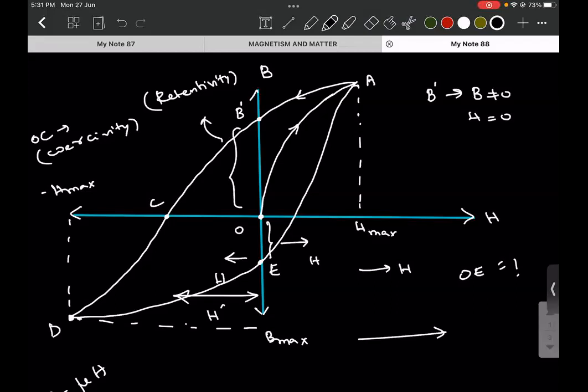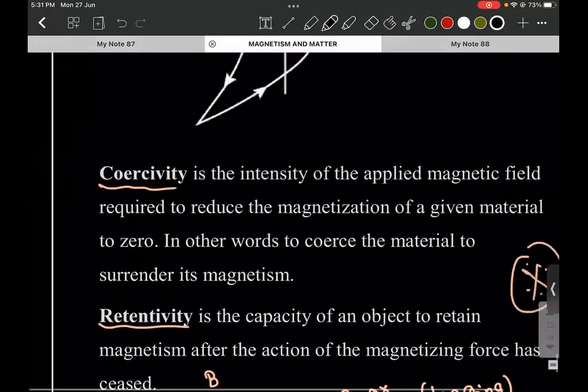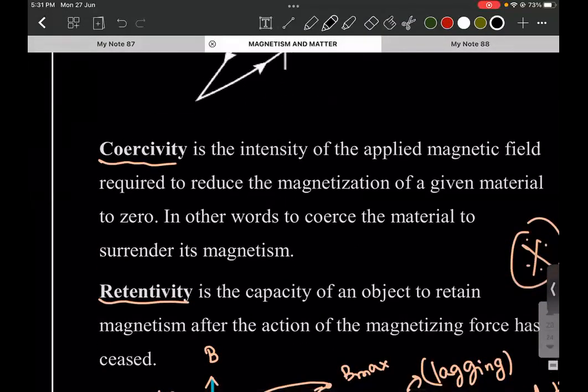ADP, because that is the maximum value of reverse field that you're applying. It is only for ferromagnetic, because diamagnetic and paramagnetic substances do not have a retentivity limit. Now I'll tell you one point.